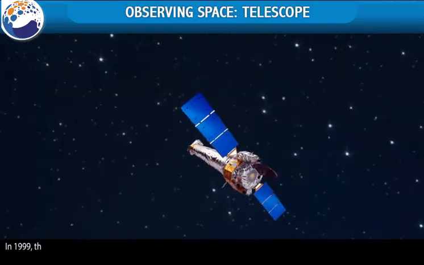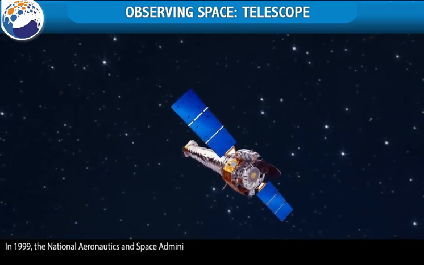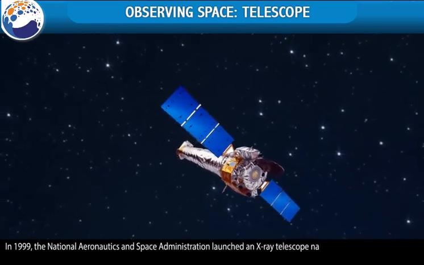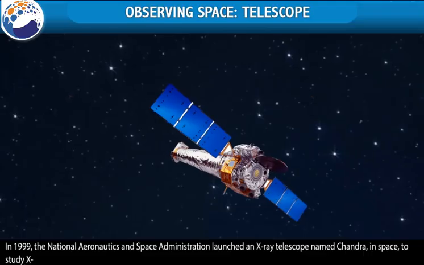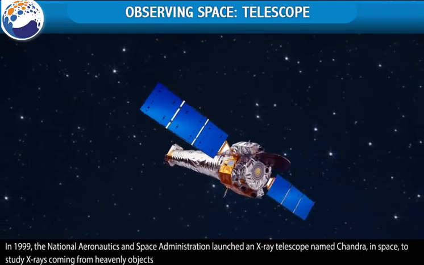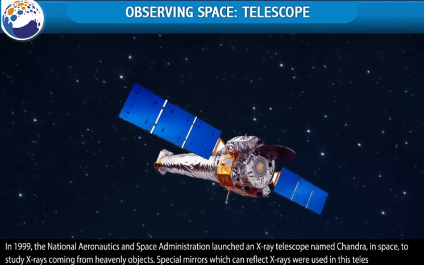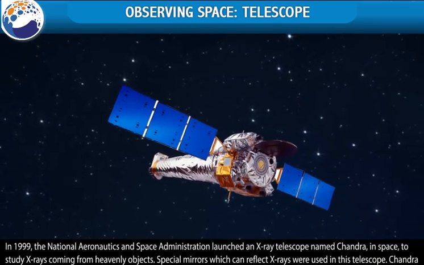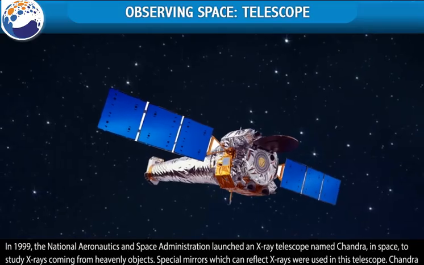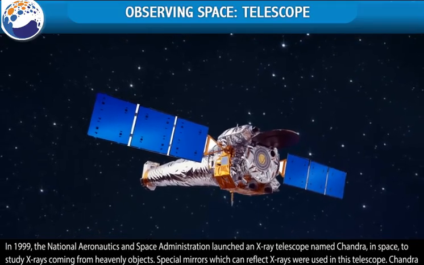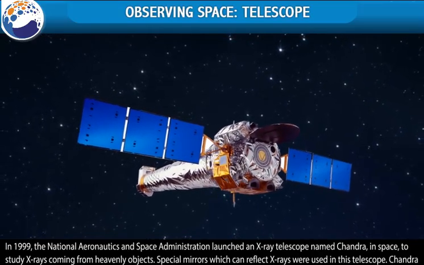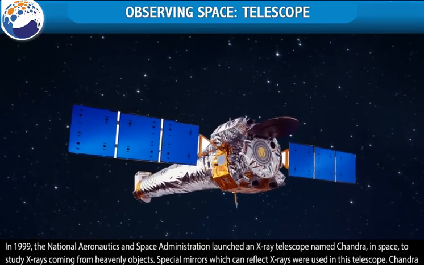In 1999, the National Aeronautics and Space Administration launched an X-ray telescope named Chandra in space to study X-rays coming from heavenly objects. Special mirrors which can reflect X-rays were used in this telescope. Chandra has given us very useful information about stars and galaxies. The telescope is named after the famous Indian scientist Subrahmanyan Chandrasekhar.